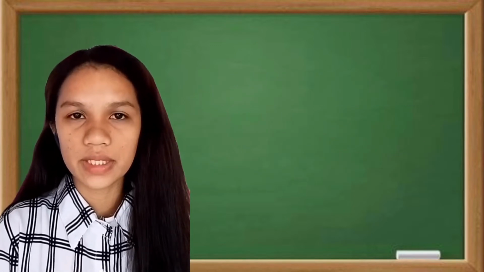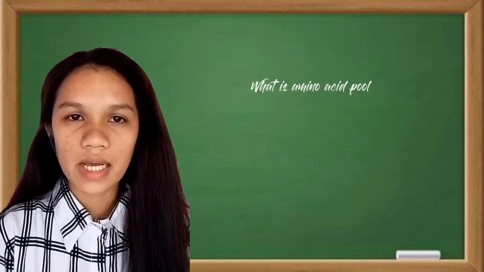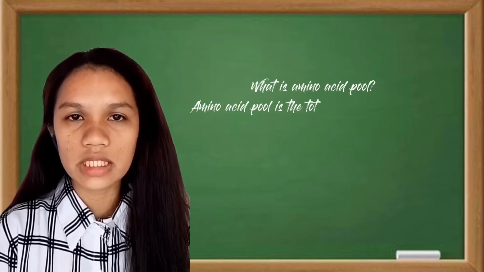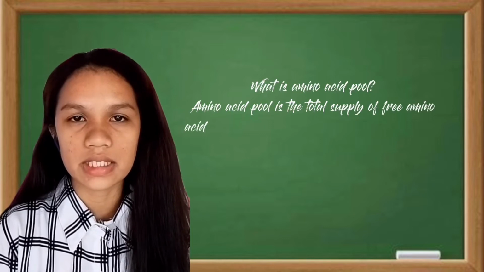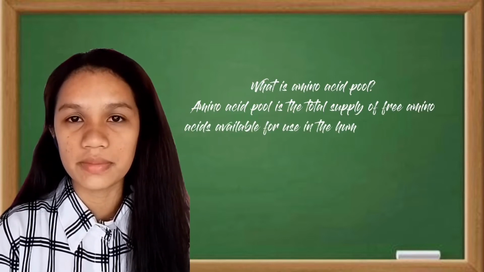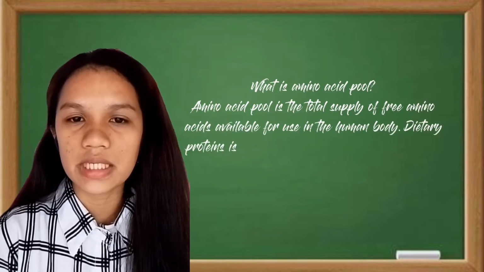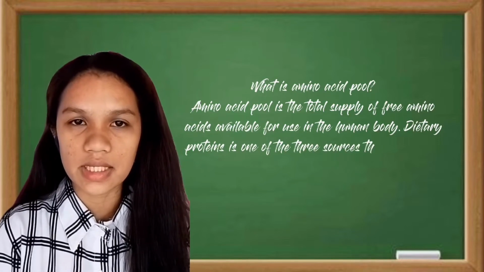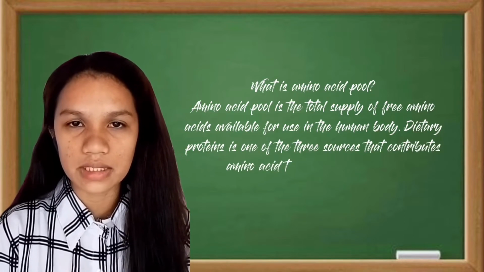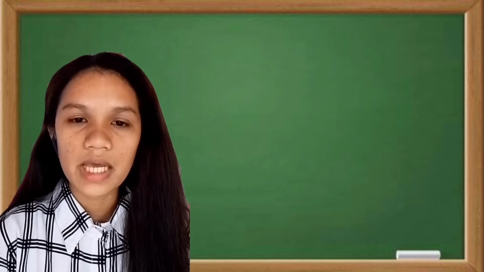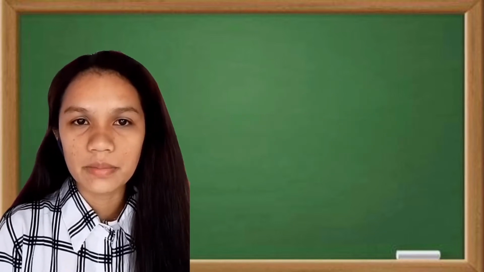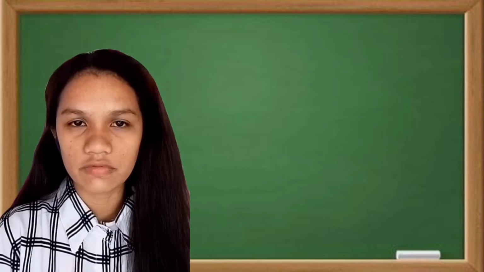So let's define what the amino acid pool is. The amino acid pool is the total supply of free amino acids available for use in the human body. Dietary protein is one of the three sources that contribute amino acids to the amino acid pool. Now, let's understand more about the amino acid pool.